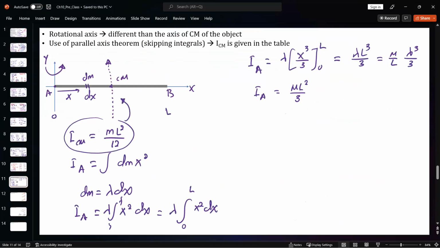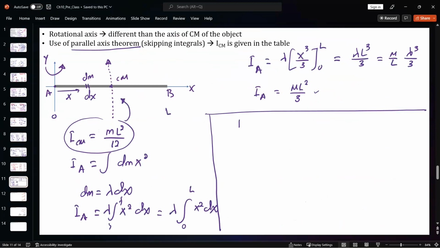Now, that's the important part. When we do problems, I can't really rely on I CM. Those are given in your table. But how are we going to figure out these results, what I needed for this problem? If I want to do that without the integral, we're going to use the idea called the parallel axis theorem. So the parallel axis theorem is a shortcut to get rid of the integral, but figure out the moment of inertia around any other point other than the center of mass point.